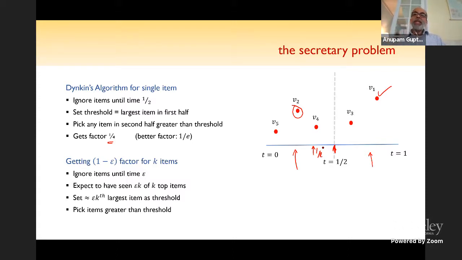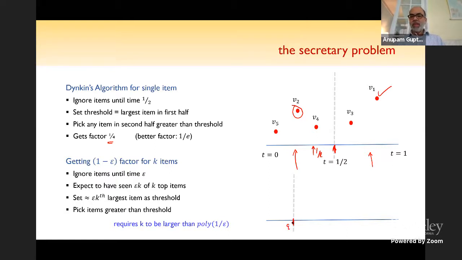And you can extend this to picking K items. And the advantage of K items is you can afford to screw up once in a while. So actually you can start using just Hoeffding bounds. And what you can do is you can actually start making an estimate fairly early. So at time epsilon, you expect to see epsilon k of the top k items. You've seen epsilon n of all the items. You've seen epsilon k of the top k items.